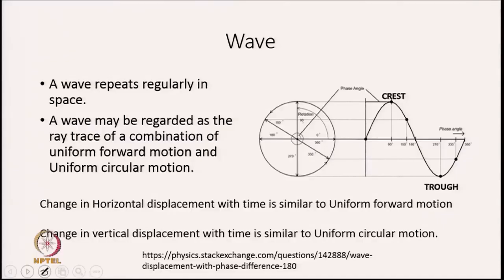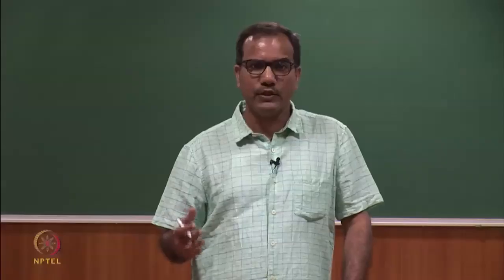A wave may be regarded as a ray trace of a combination of uniform forward motion and uniform circular motion. Now look at this wave. Suppose this is a point here; with time it will move and can come to this point. Displacement in the x direction reminds us of a uniform forward motion, but displacement along the y axis, this vertical axis, can be regarded as a uniform circular motion. See how you can represent a vertical displacement with time as a uniform circular motion.